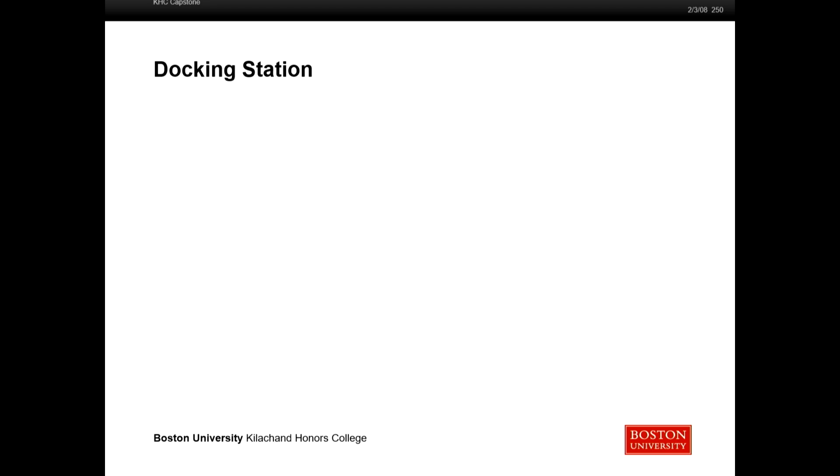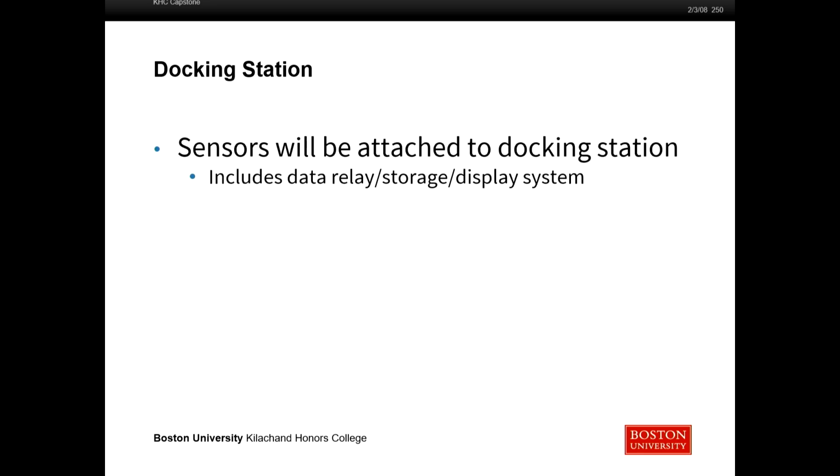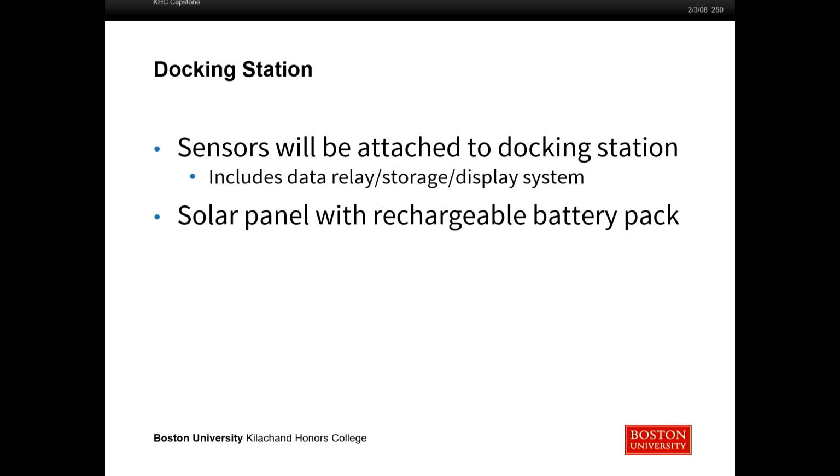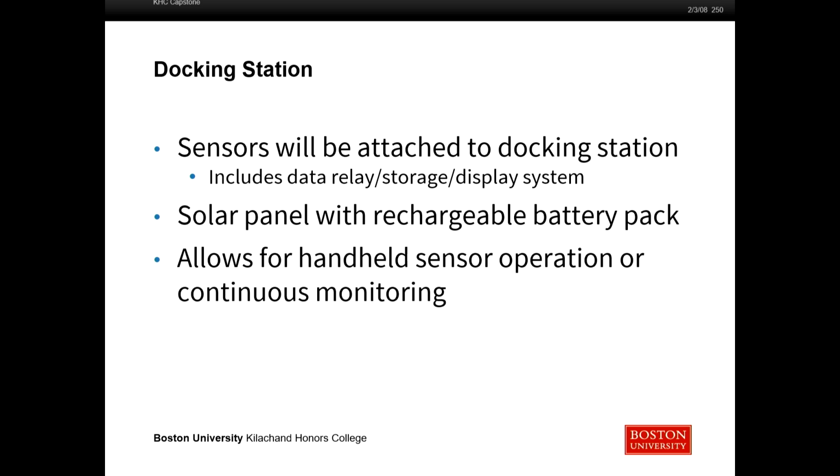Another big part of our project was the docking station itself. The sensors will be attached to the docking station, and the docking station will also house the display system, which is essentially a screen that the user will be able to interface with. The docking station will also hold a solar panel and allow for either handheld or continuous monitoring.